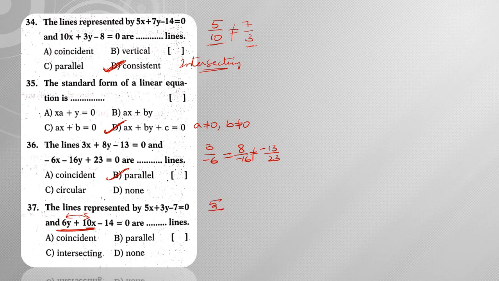So based on this, 5 by 10, so x coefficients. Next y coefficient is 3 by 6. Next -7 by -14. So this is 1 by 2 is equal to 1 by 2 is equal to 1 by 2. So both the lines are coincident lines. So while solving the problems, please observe this, right? That is very important.